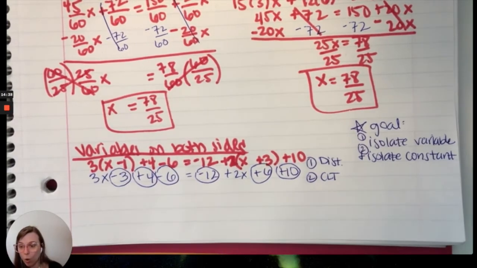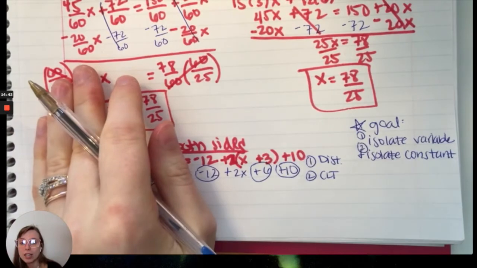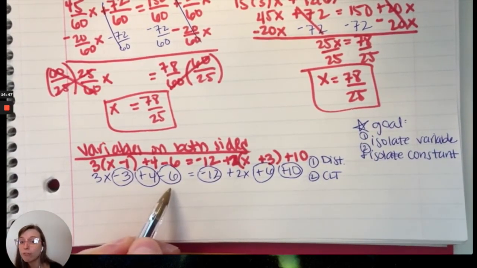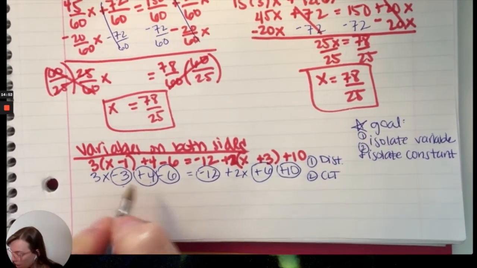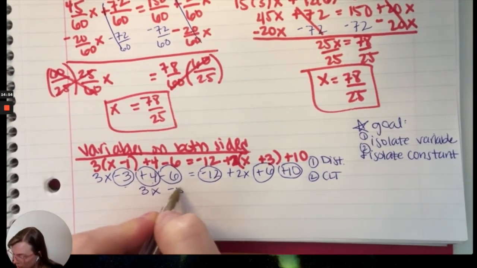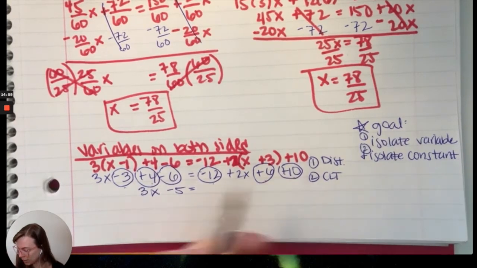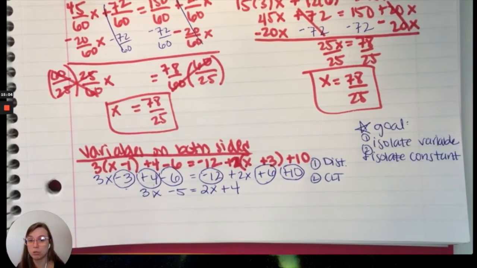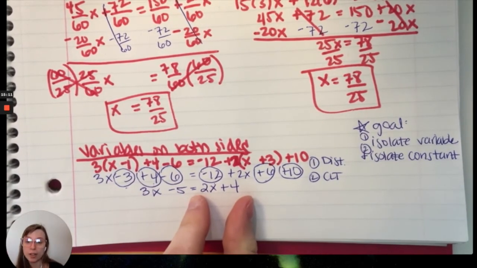But notice, I can only combine expressions. The left-hand side is one expression, the right-hand side is one expression. So I can only combine these 3 constants together for right now. So I have negative 3 plus 4 is 1, 1 minus 6 is negative 5. So this is 3x minus 5. Negative 12 plus 6 is negative 6, plus 10 is a positive 4. So 2x plus 4. I could have put the 4 first, positive 4 plus 2x. Totally fine. So I've simplified as much as I can on both sides of the equation.